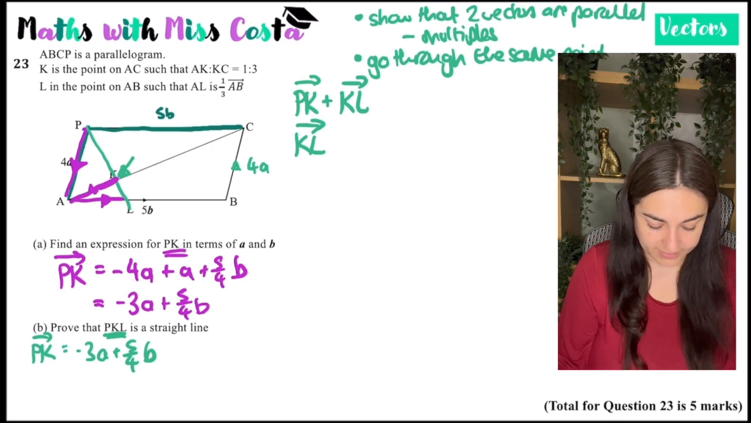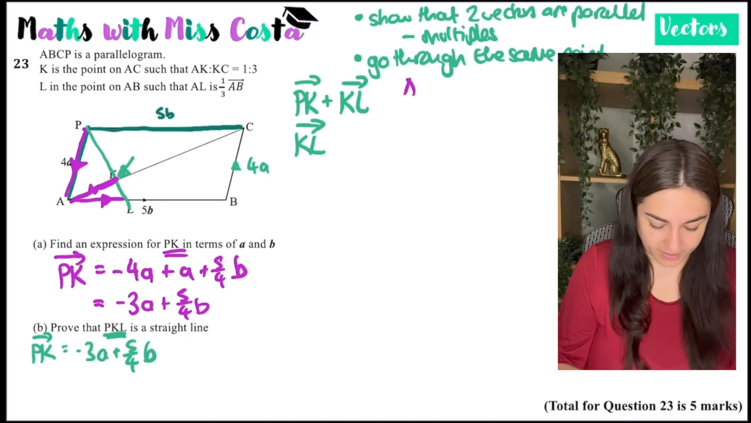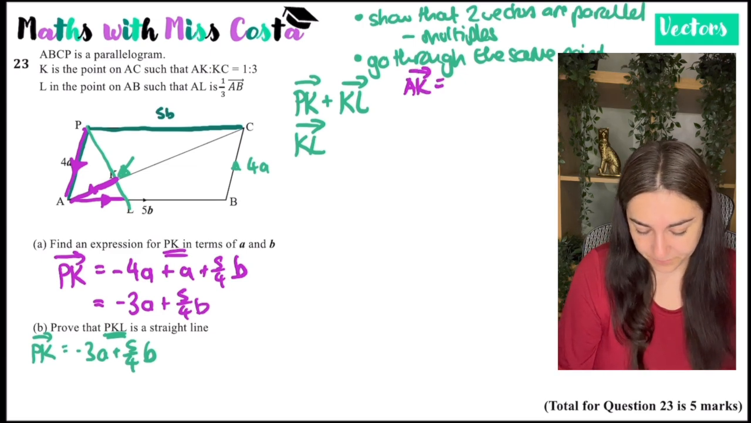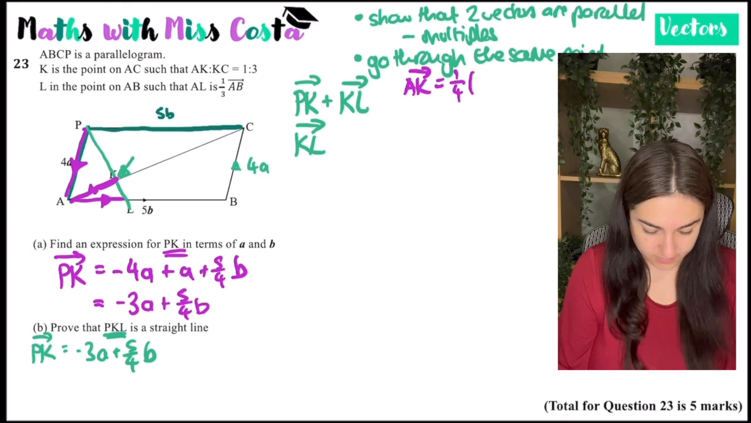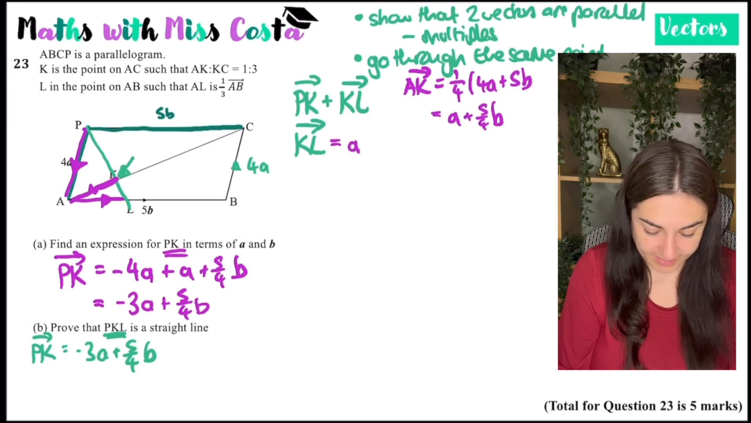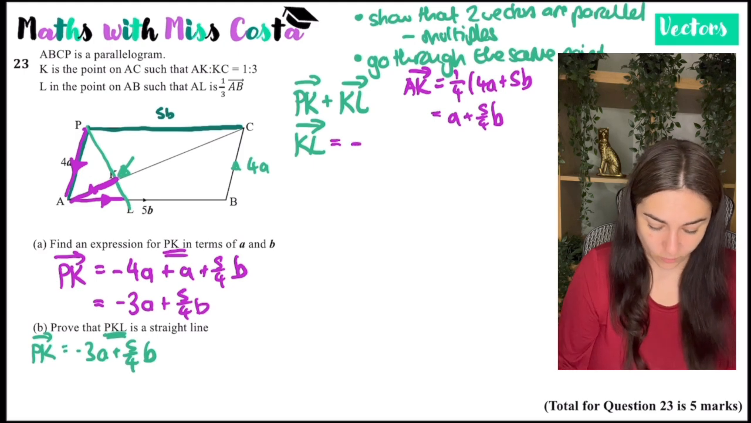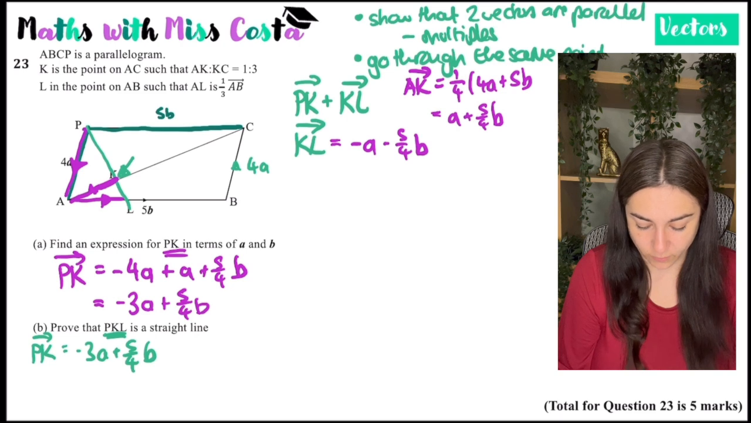So the inverse of AK, oh no, I've lost where AK was. Okay, let's work it out again. So AK is a quarter of, what did I say AC was? 4A plus 5B. So that would be A plus 5 over 4B. Okay, so KL is going to be the inverse of this because I'm going in the opposite direction. So it's going to be minus A minus 5 over 4B.